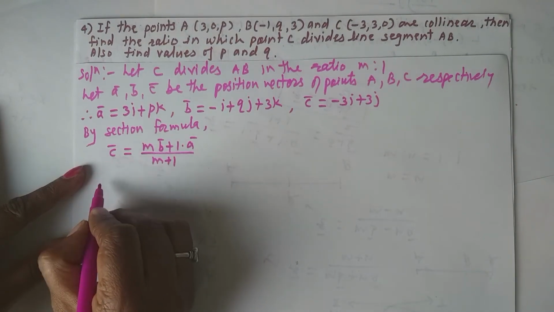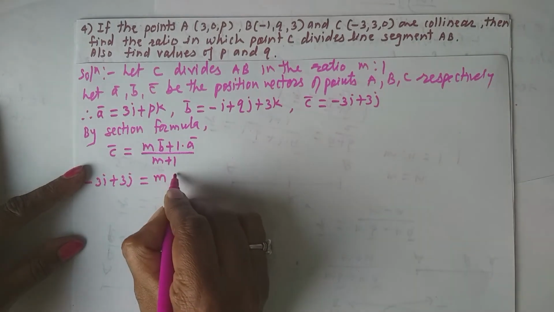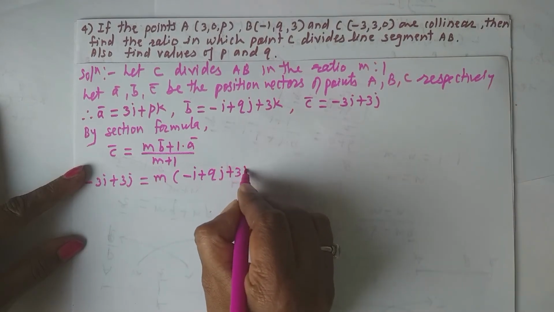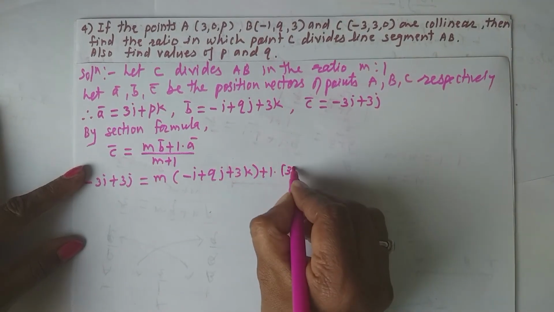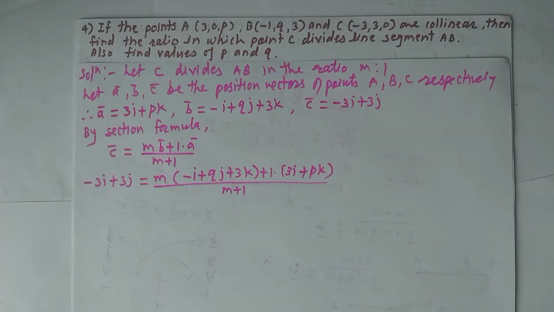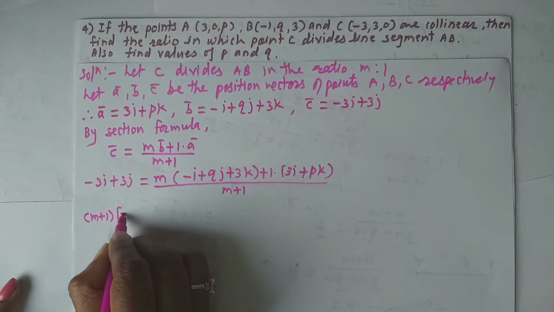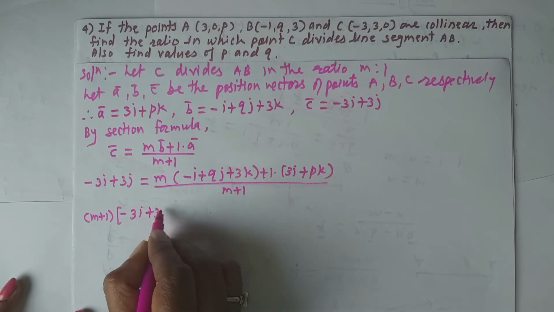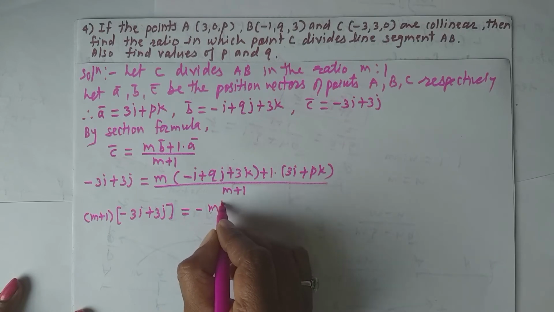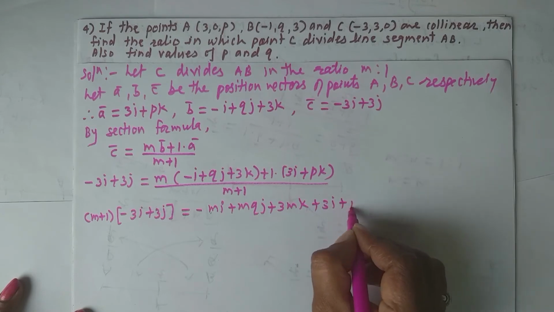Then keep the value of C bar, that is minus 3i plus 3j. Then keep the value of B bar here, that will be minus i plus qj plus 3k, plus 1 into A bar, 3i plus pk, divided by m plus 1. In the next step, you take this m plus 1 to this side: m plus 1 in the bracket times minus 3i plus 3j. Here you open the bracket: minus mi plus mqj plus 3mk, and here 3i plus pk.